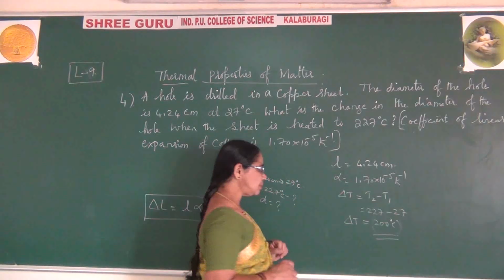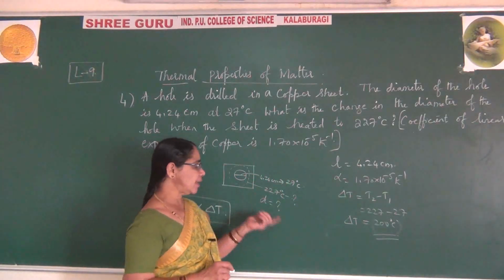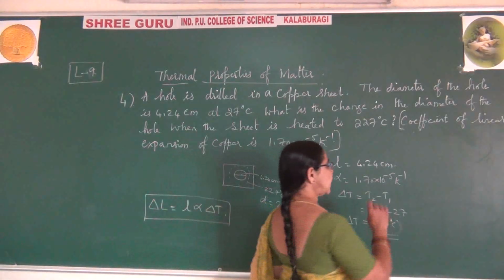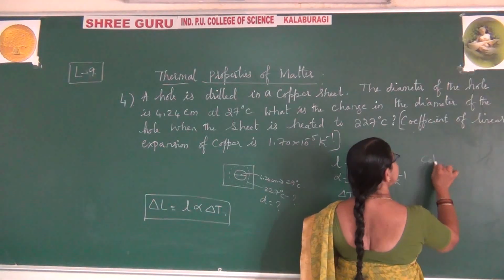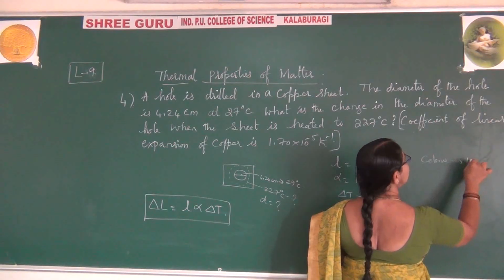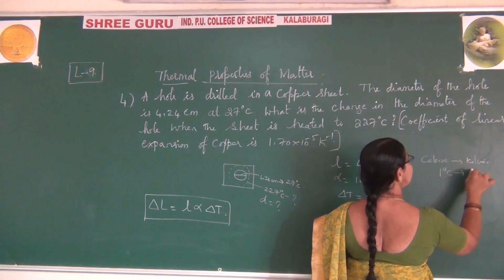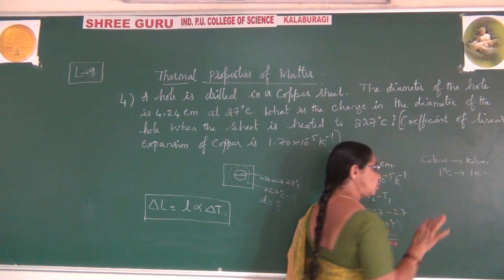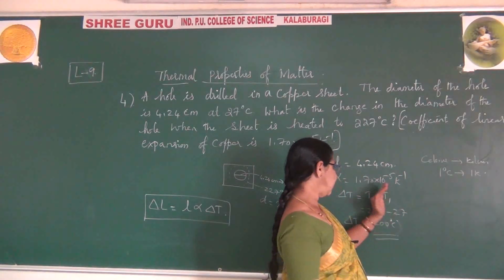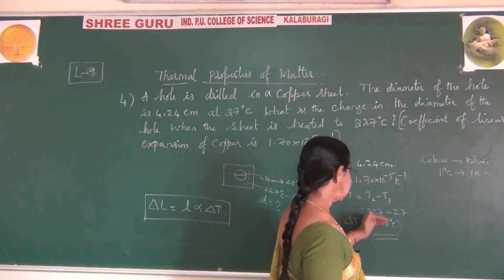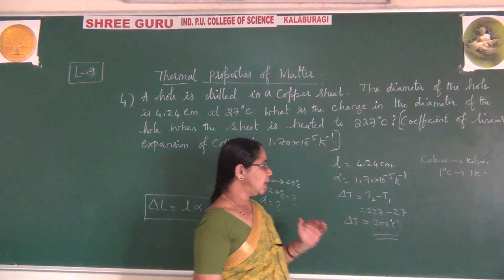You may sometimes observe, madam, that sometimes it is written in Kelvin, sometimes in degree centigrade. But remember, the Celsius scale and Kelvin scale both rise by 1 degree for each step. So you need not worry about Kelvin or degree centigrade; both are the same for a temperature difference. Now using that you can write the conditions.